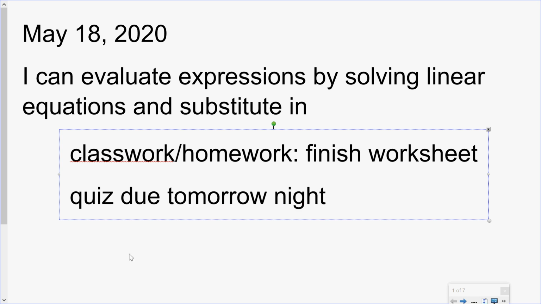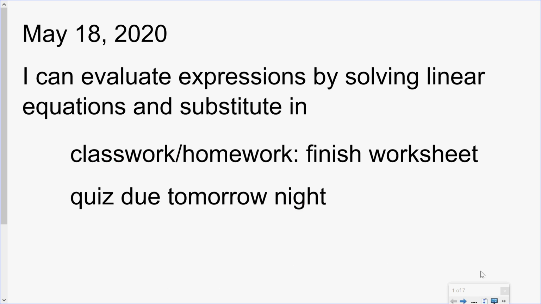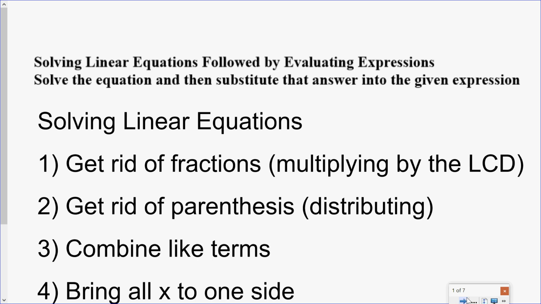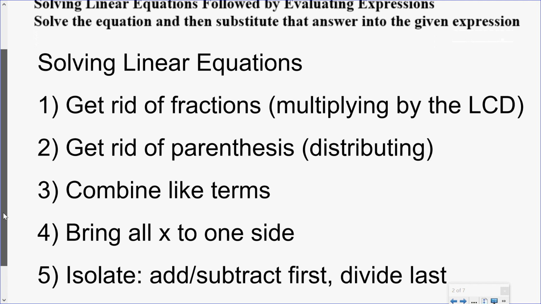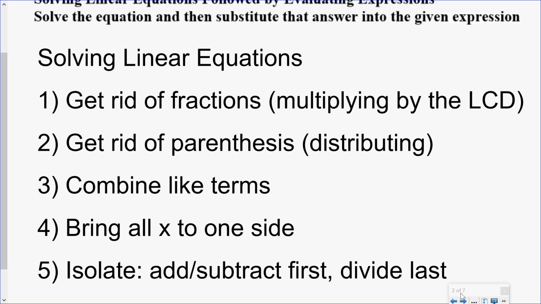I can evaluate expressions by solving linear equations and substituting in. So I'm going to solve the equation, then I'm substituting that answer into the given expression. In case you're not able to solve linear equations at this point, these are your steps. And that's it. I'm going to post the quiz shortly. Again, this is a very short, very simple lesson, but it is a common SAT question, so we want to make sure that we get it right.